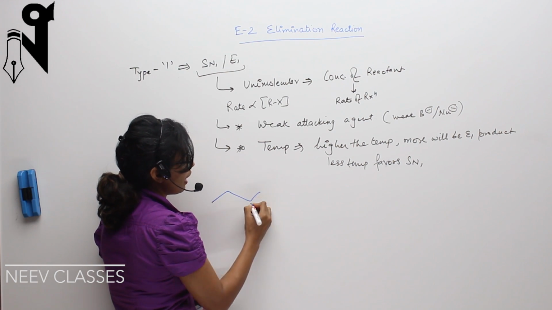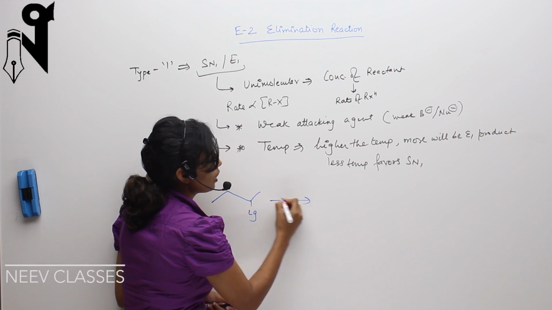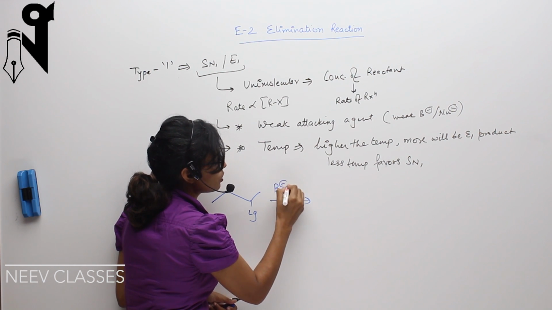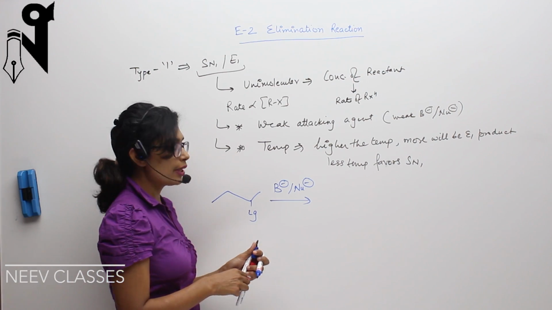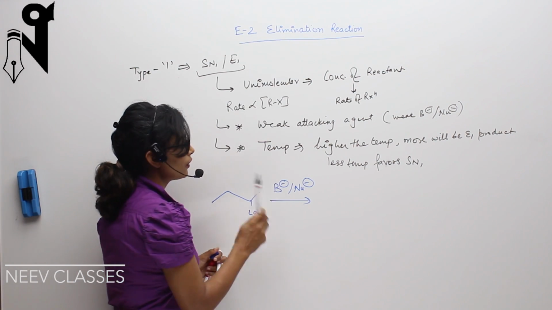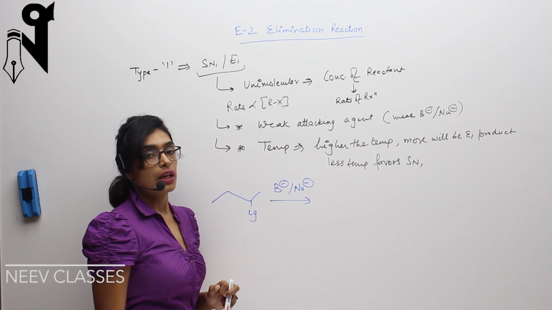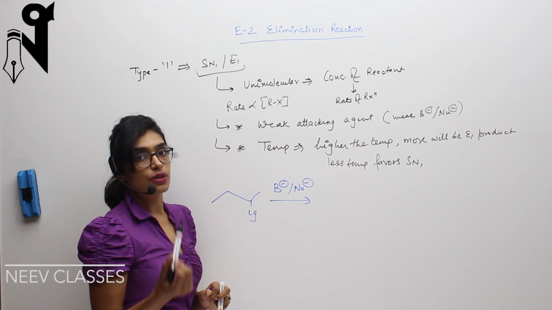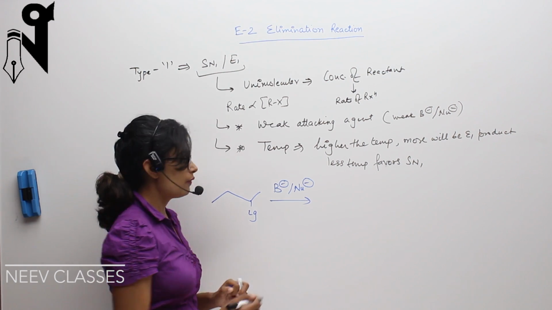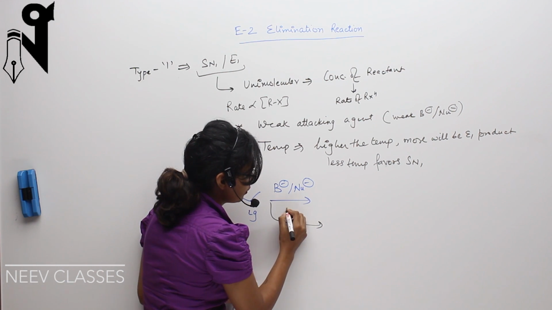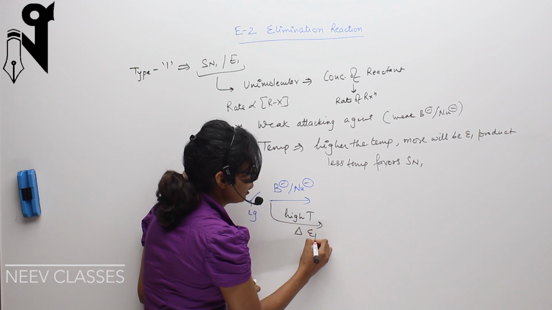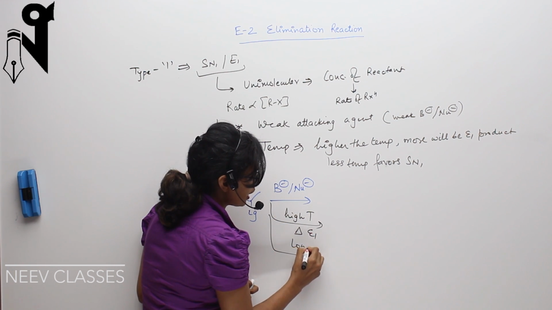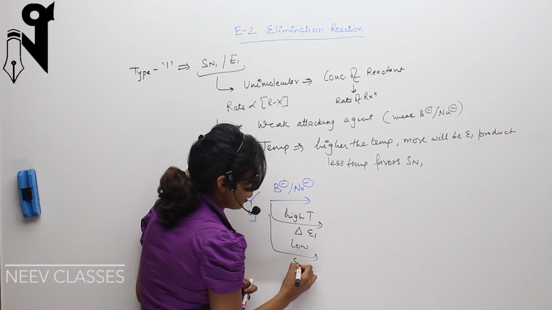So basically we will have a chain where the leaving group is present. Now we have an attacking agent which can be a base or a nucleophile. Depending upon the temperature and the kind of attacking agent we have taken, we will decide whether the reaction will go through SN1 or E1. If the temperature is high, the reaction will go through E1. If the temperature is low, the reaction will go through SN1.